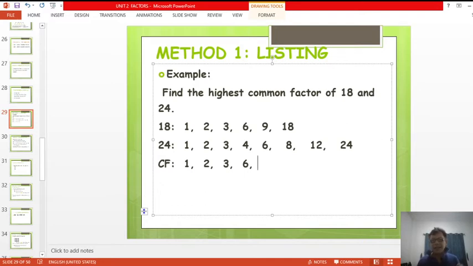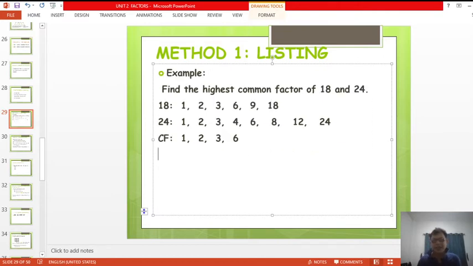Now, what's the next number? How about 8? There's no 8 there. How about 9? There's no 9 there. How about 12? There's no 12 there. How about 18? There's no 18 here as well. And there's no 24. So that's it. So now, the common factors for both numbers 18 and 24, we only have 1, 2, 3, and 6. So these are the only common factors, right? Yes, that's the only common factor we can find in 18 and 24.